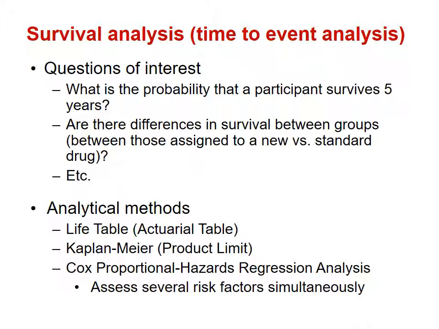The methods that are used in survival analysis include the life table method, or the actuarial table method, the Kaplan-Meier method, also called the product limit method, and finally the Cox proportional hazard regression analysis that can be used to assess several risk factors simultaneously.